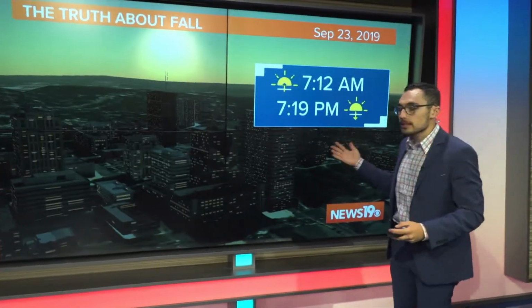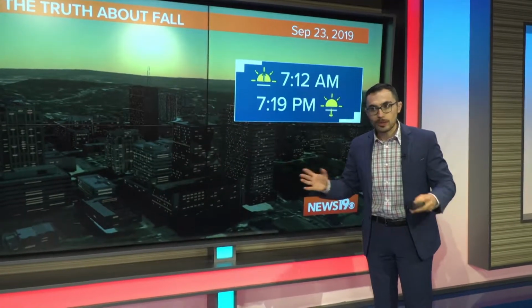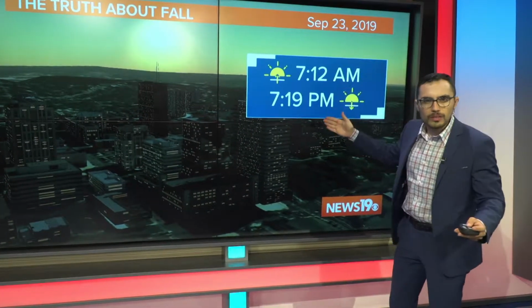How much do you really know about fall? Well, we know fall equinox means equal nights, right? So the days and the nights should be equal, but when we look at the sunrise and sunset times for today or for any city of your choice across the world, it turns out it's not 12 hours, right?